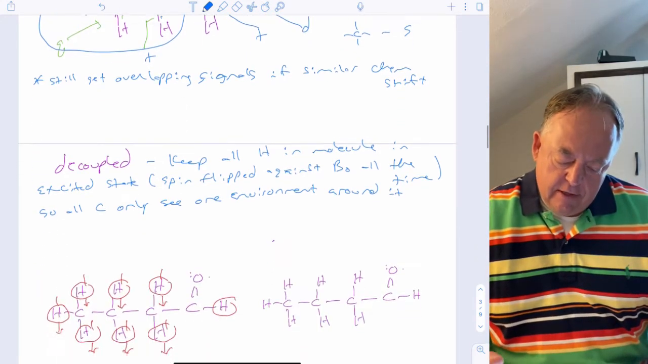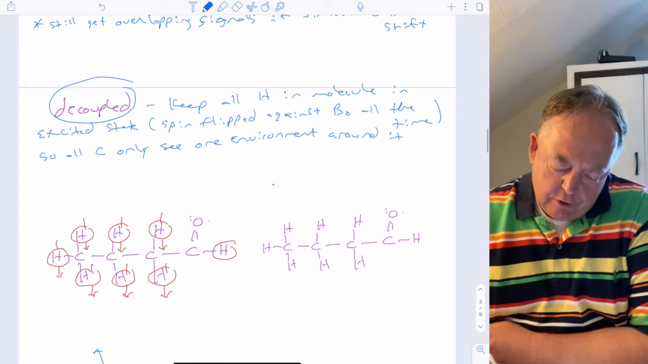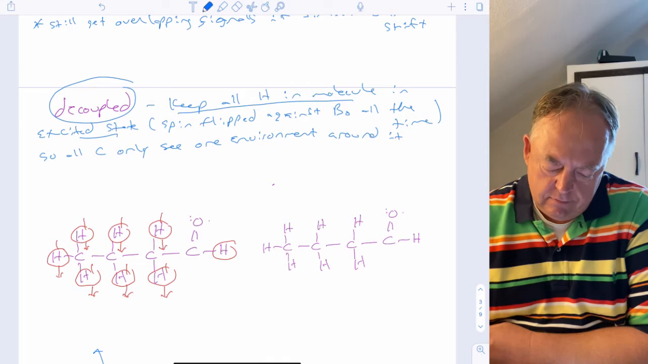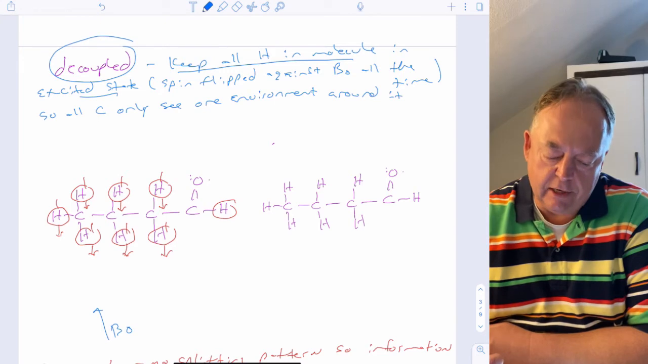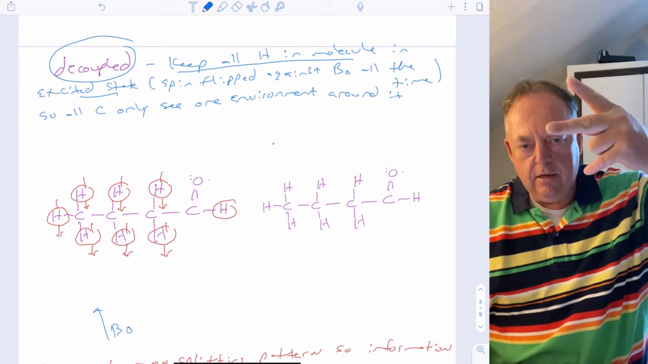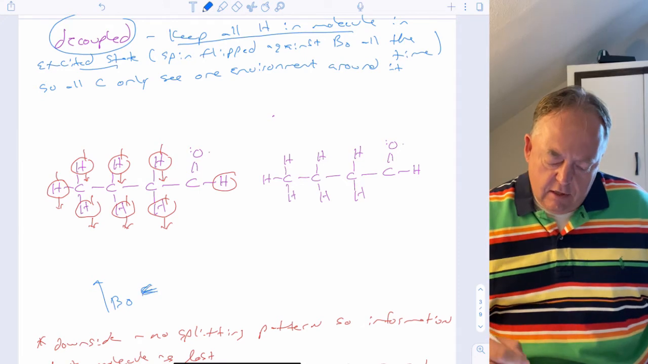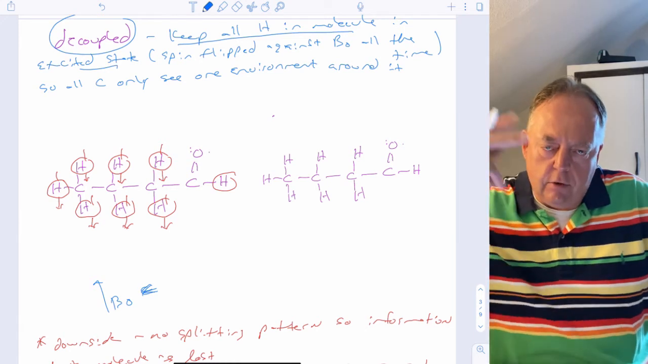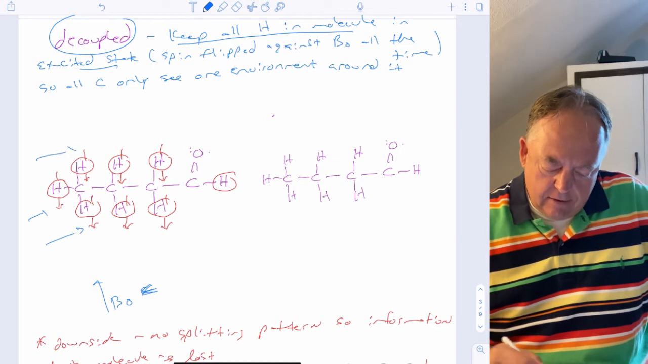So what's usually done then is just to do what's called a decoupled carbon-13 NMR. So when you do this, you keep all of the hydrogens in the molecule in the excited state all of the time. So how do you do that? You're basically constantly hitting the protons with radio frequency irradiation to make them do nuclear spin flips to keep them all in the excited state, aligned opposite of the magnetic field all of the time. So if this is your magnetic field, you're constantly sweeping the radio frequency so that hydrogens are always absorbing energy and always spin flipped against the magnet. So all of the hydrogens are aligned against the magnet all of the time.